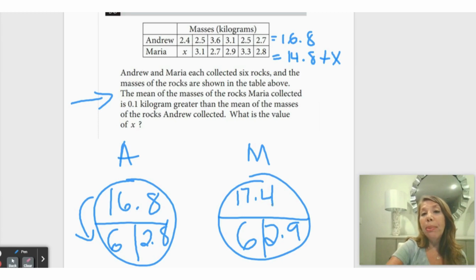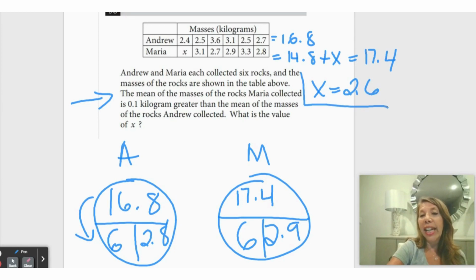So our 14.8 plus x has to equal 17.4. When we subtract 14.8 from both sides, we now find out that our x is going to be equal to 2.6. And that is our answer. This is also a grid-in question. So we would simply grid in a 2.6 to answer this question.